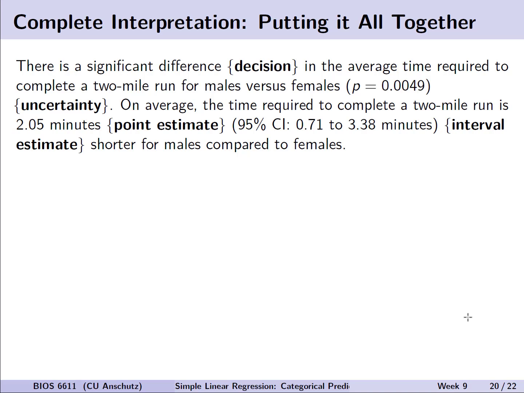The final step then is to put all 4 of those components together into this brief but concise and complete summary. And here we might say something along the lines of, there is a significant difference in the average time required to complete a 2-mile run for males versus females. On average, the time required to complete a 2-mile run is 2.05 minutes, or a 95% confidence interval around that of 0.71 to 3.38 minutes, shorter for males compared to females.